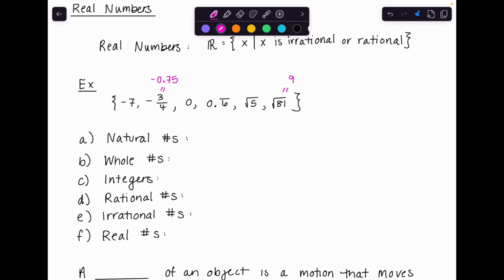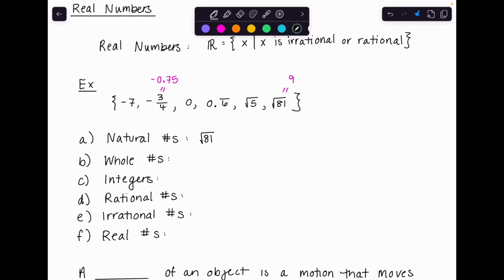So when I'm looking for natural numbers, those are going to be the nice counting numbers excluding 0. So this is not a natural number. Also not a natural number. No, no. This is the only one that results in a natural number. So the natural numbers is just the square root of 81. I have to write it as it was listed.